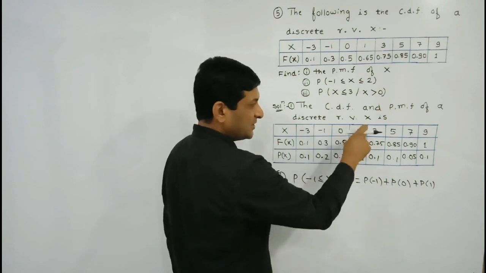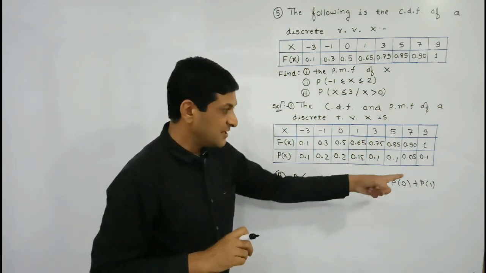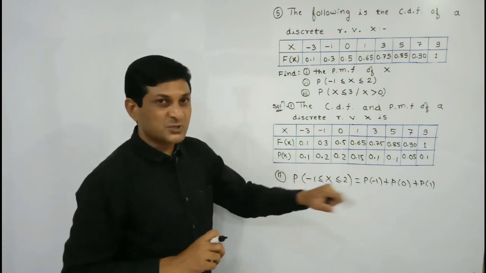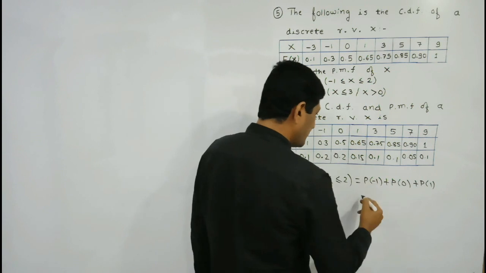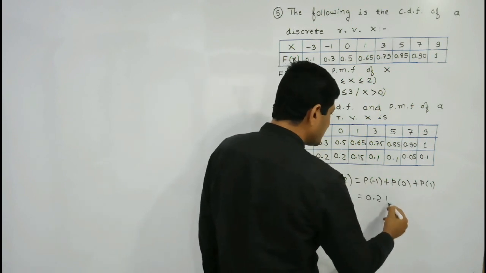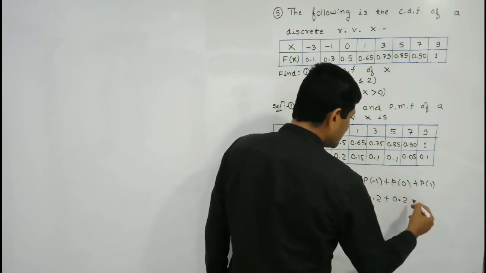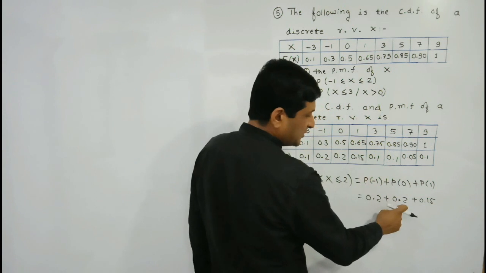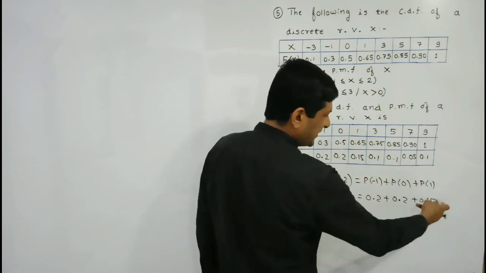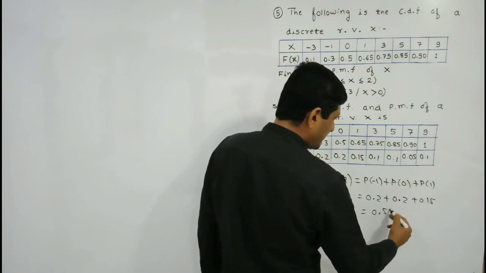Only these three values of x satisfy the condition. So we are getting here the sum of these three probabilities. So p of -1 is equal to how much? 0.2. p of 0 will be equal to 0.2. p of 1 is equal to 0.15. So 0.2 plus 0.2 is 0.4, and 0.40 plus 0.15 will be equal to 0.55.